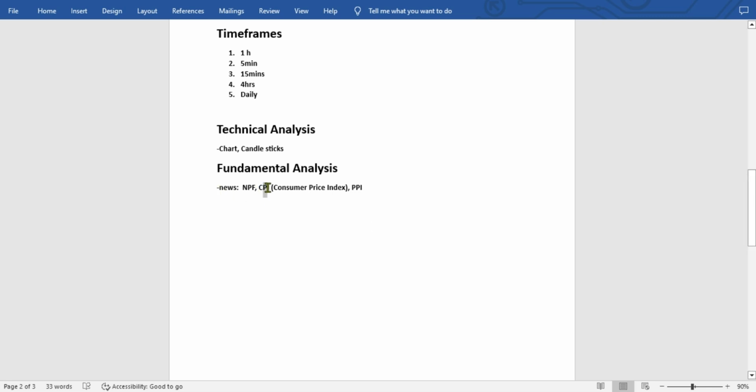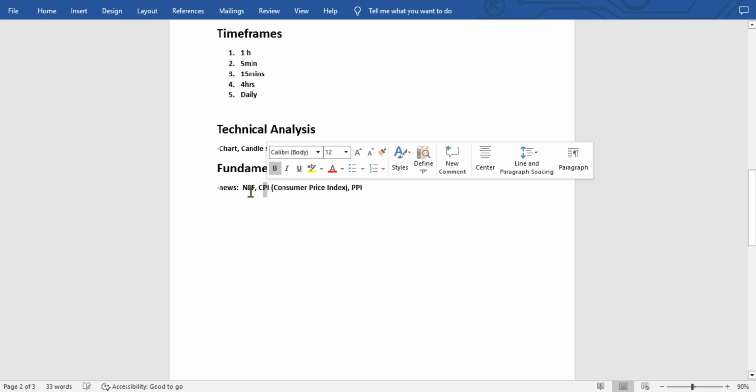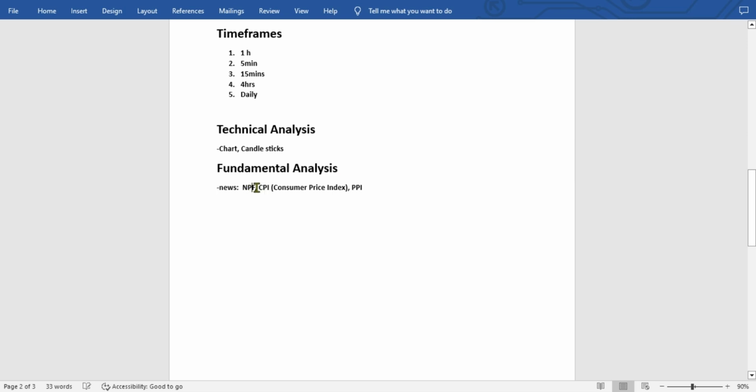This one is of course the price index. You know what price index is. And this one is non-performance. The NFP means non-performing farmer or something like that. It represents the goods that are supplied from the farm, or is it from the farmers? I can't remember, but I know it's NFP. All right, so this is the news that we need to check.